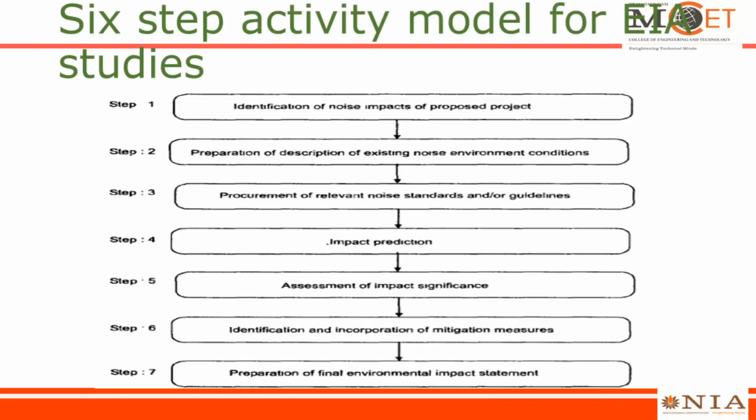So till now we have seen air pollution, EIA for air pollution, then we have seen about noise pollution in the last session, and this is EIA for noise pollution. So the 6-step activity model for EIA studies. Step 1, identification of the noise impacts of the proposed project. Step 2, preparation of description of existing noise environmental conditions. Step 3, procurement of relevant noise standards and/or guidelines. Step 4, impact prediction. Step 5, assessment of impact significance. Step 6, identification and incorporation of mitigation measures. And the last step, preparation of the final environmental impact statement.